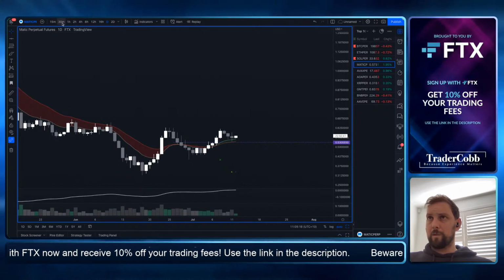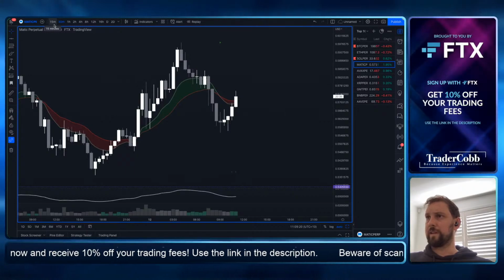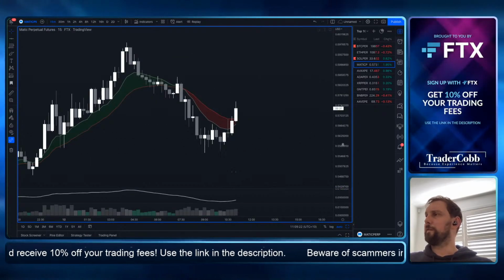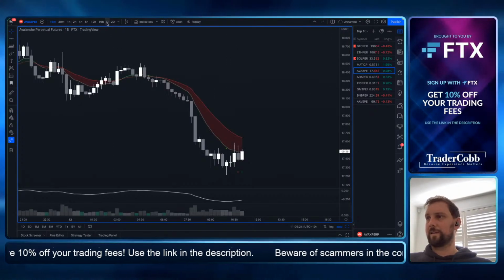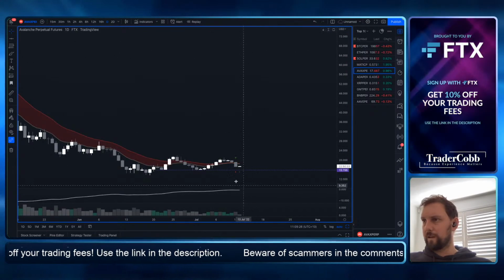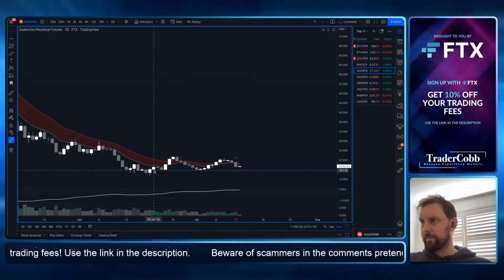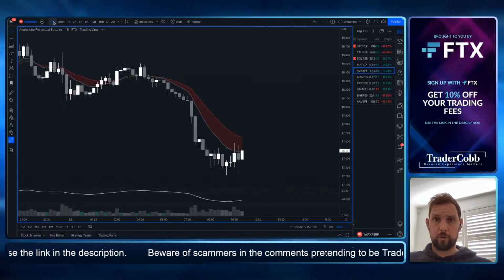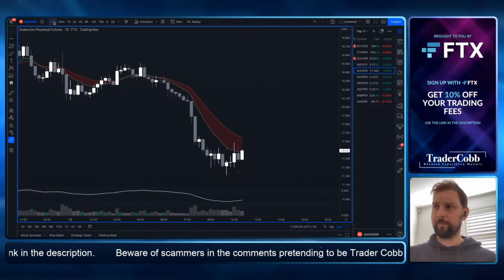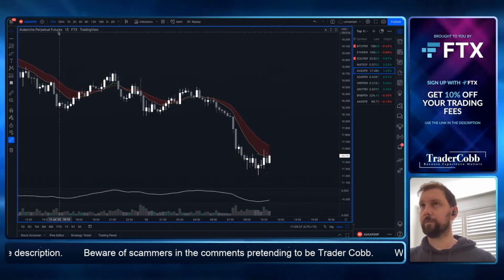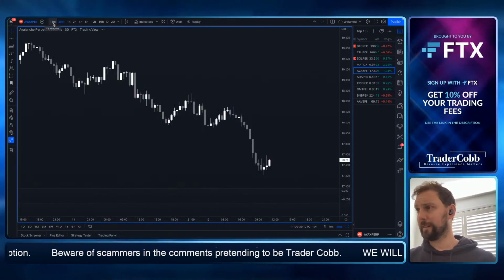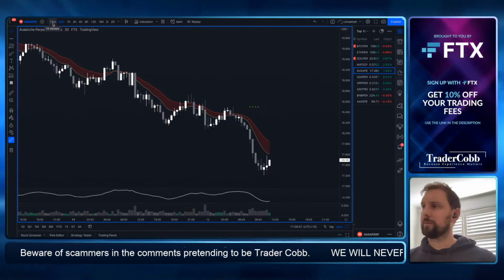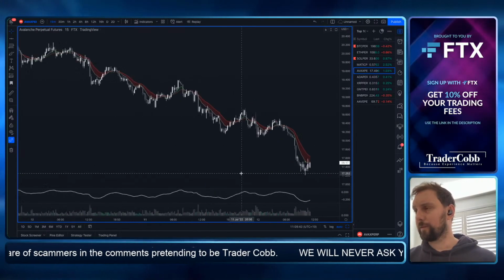So let's have a look. Probably quite overextended on the 15 and the 30. Yeah, so we'll leave Matic out of our list. Next, AVAX. Okay, let's have a look here. Definitely downside level there. Go down to our trigger. Have a look at the 30. Not much there for us to work with.